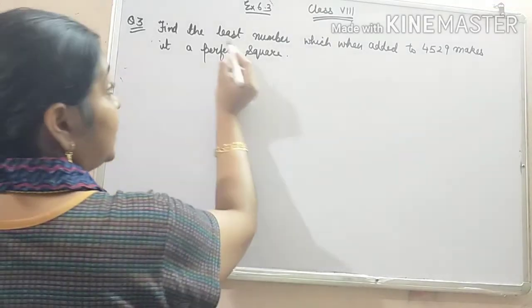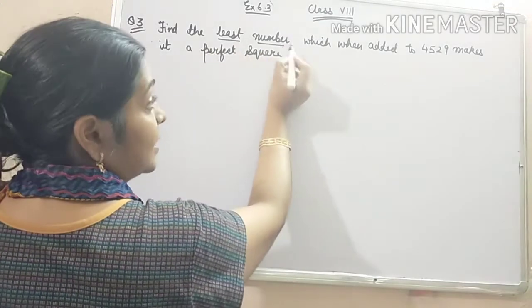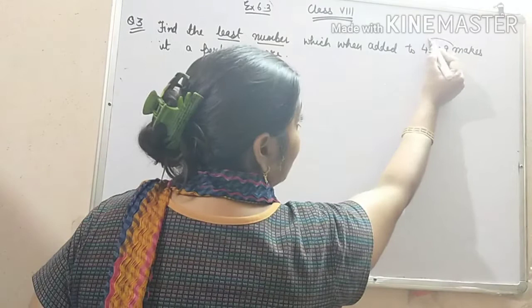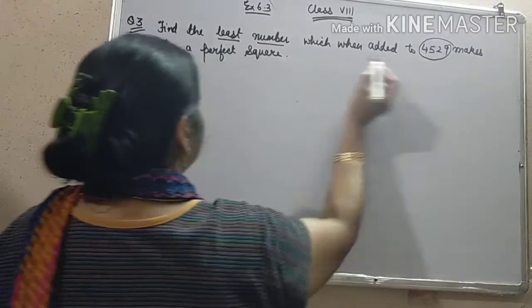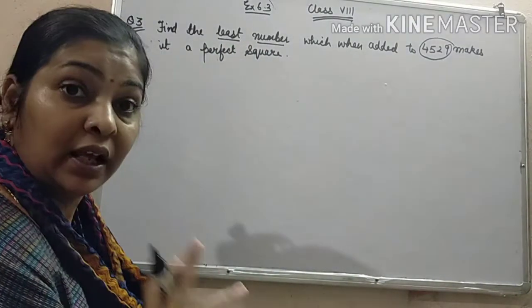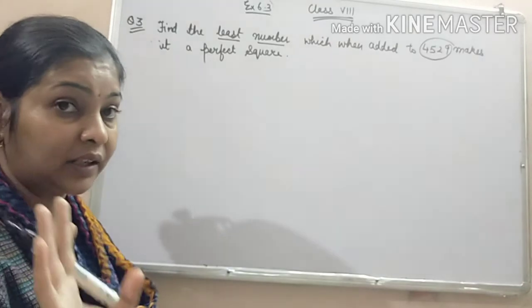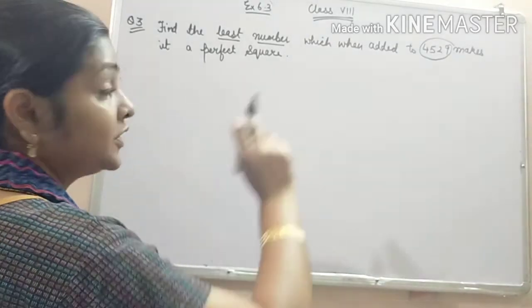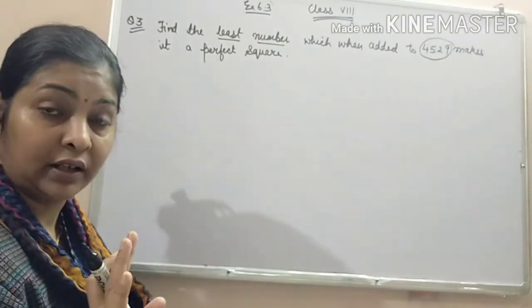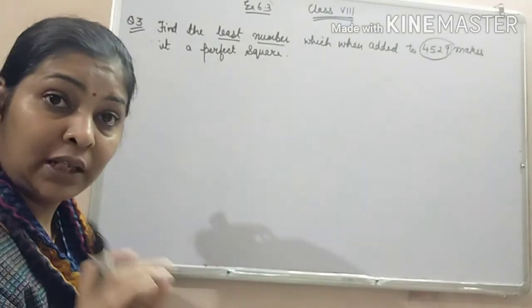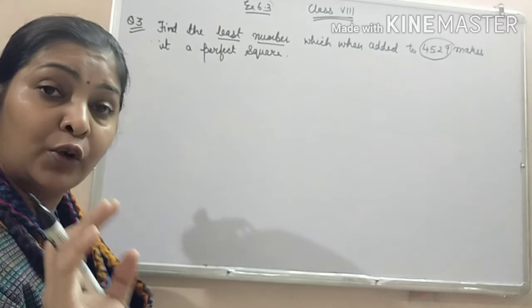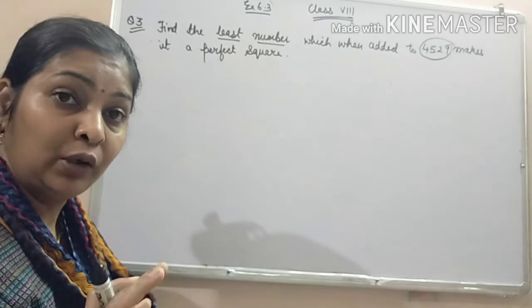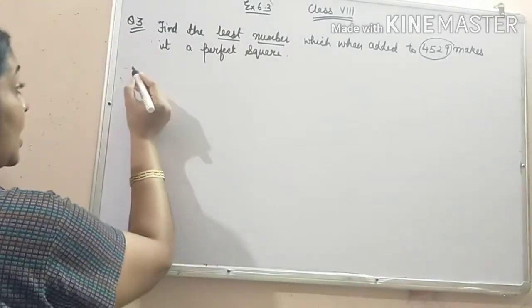See, it is given that you have to find the least number which when added to 4529 makes it a perfect square. That means one thing is clear, that it is not a perfect square. Now, how to find the number which must be added to it? We will proceed in the similar manner as we do to find the square root using the long division method. Now see how to solve it.